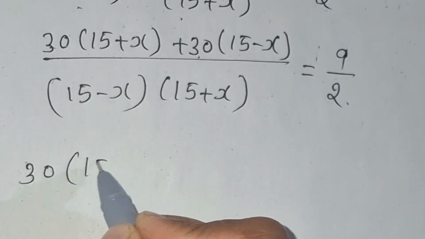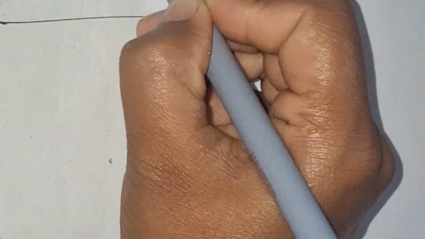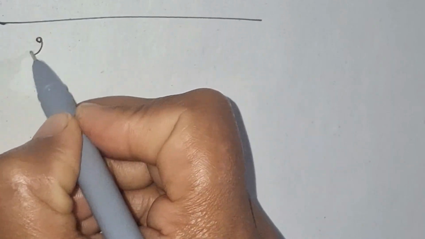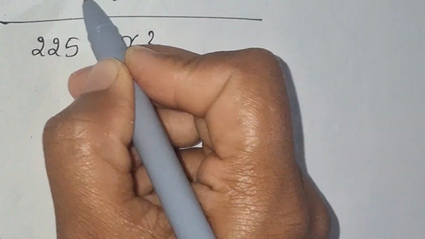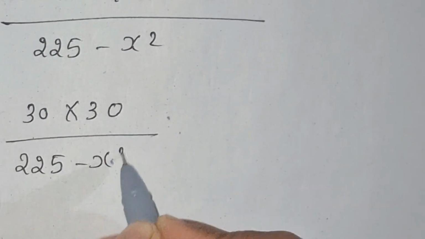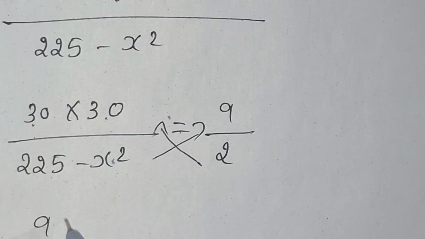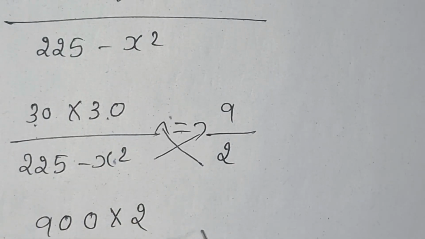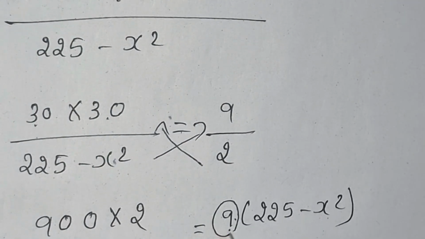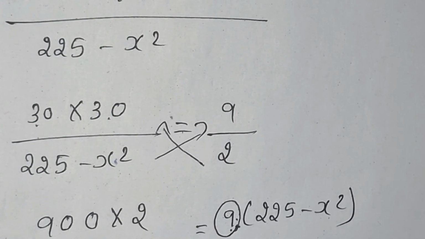So 30 and 30 taken common, 15 plus x plus 15 minus x, divided by the LCM, where a minus b into a plus b equal to a square minus b square. Apply that formula: a means 15 square, 225 minus x square, and plus x minus x cancel. 30 into 30 by 225 minus x square equal to 9 by 2. Cross multiply the numerator and denominator. 30 into 30 is 900, into 2, equal to 9 into 225 minus x square. We cross multiply for 9: 900 into 2 divided by 9 equal to 225 minus x square.